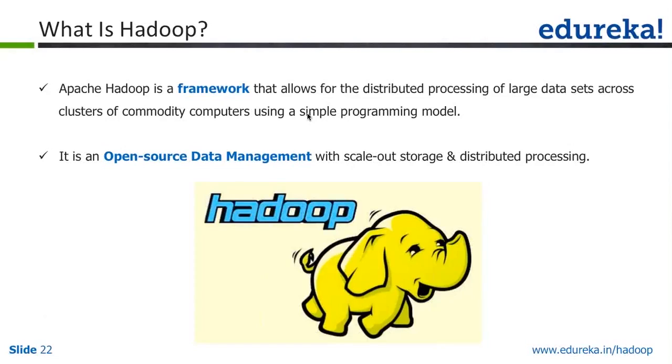So in Hadoop, you can scale up to any number of nodes in a cluster, which means Hadoop gives you the power to distribute your data across a cluster of commodity computers, and these could be as big as 10,000 nodes, where your data is stored and can be retrieved in parallel. A lot of distributed processing can be done using a programming model called MapReduce. We will be going into details of each of these things as we go ahead. And it is an open source data management tool with scale out storage and distributed processing.